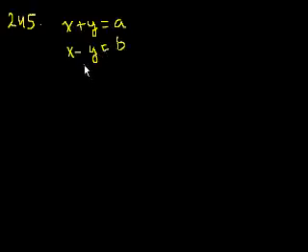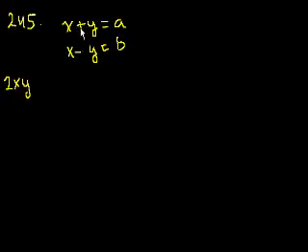We're on problem 245. If x plus y is equal to a, and x minus y is equal to b, then what is, they want to know what 2xy is equal to. I don't know, let's solve for x and y in terms of a and b, and then just figure out what this equals to.